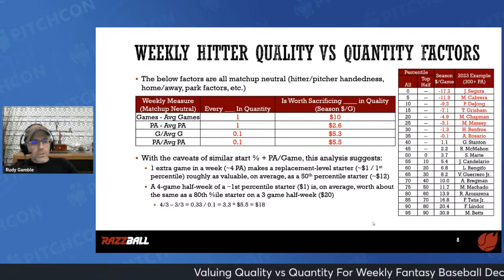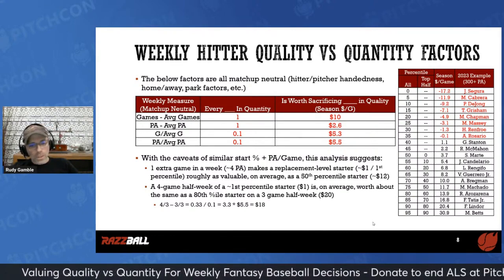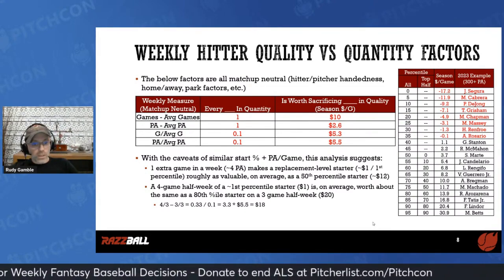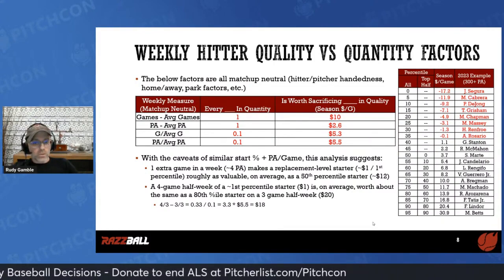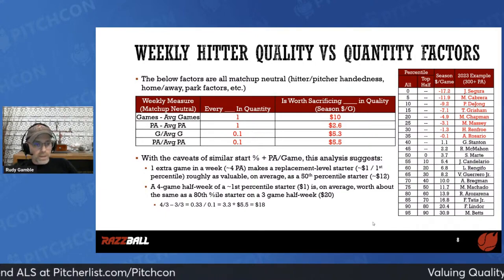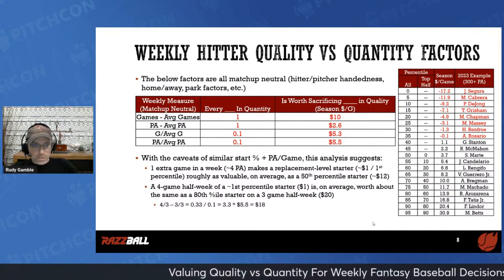And projecting this for half weeks, and I might be extrapolating a little much, would say that a 4-game half week versus a 3-game half week, you'd be willing to sacrifice almost $19 or so, or $8 to $18, and the math is below. On the right side, you could see some examples of each of these things.